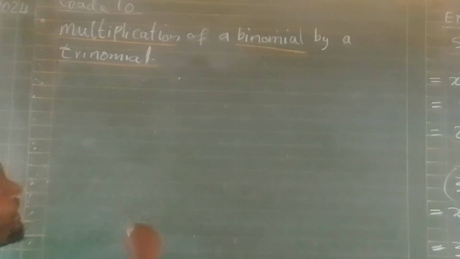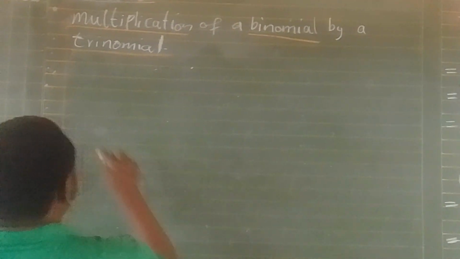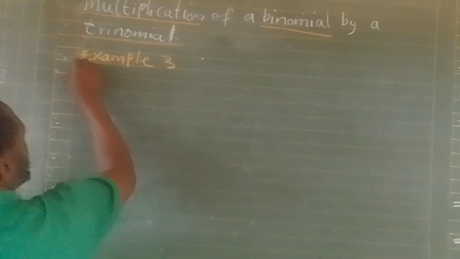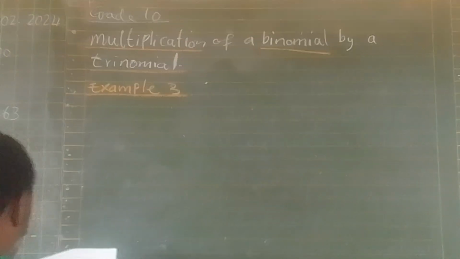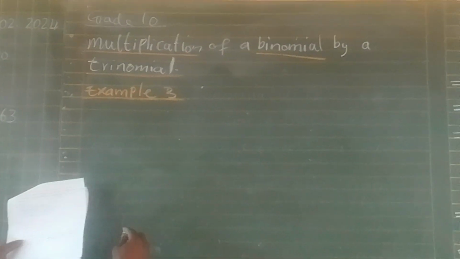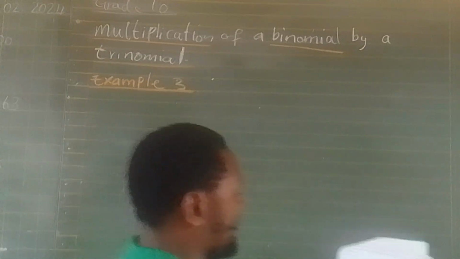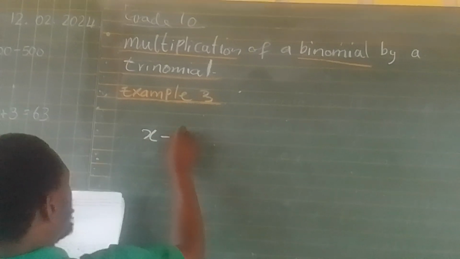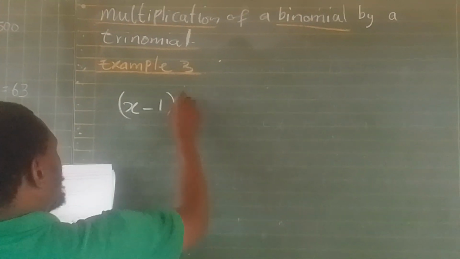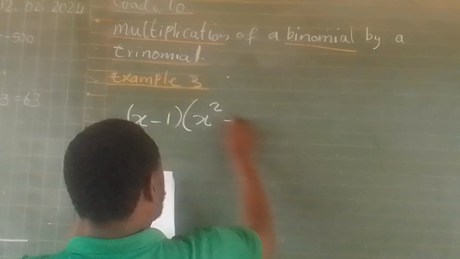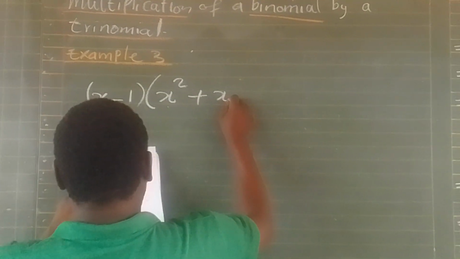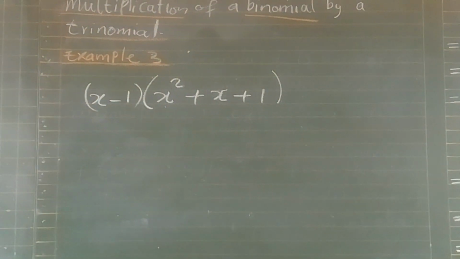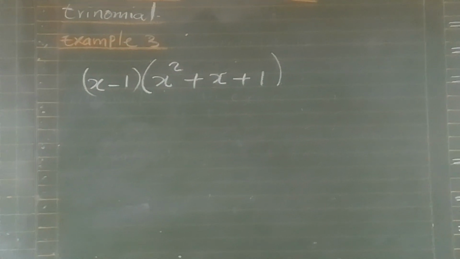The last one is going to be example 3. Right, example 3 is going to be x minus 1 times x squared plus x plus 1. Now you know what to do and where to start.